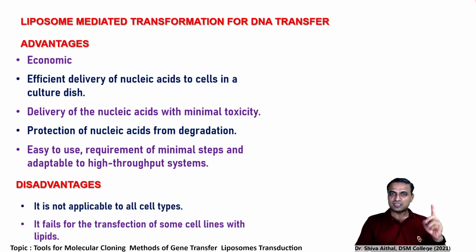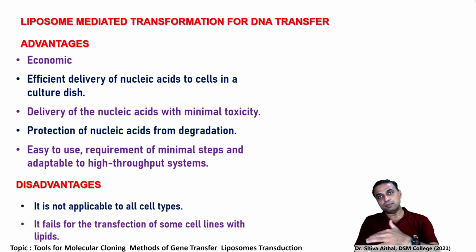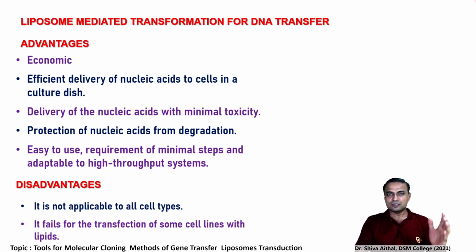It requires very minimal procedural steps, and it adapts to high throughput systems. It means that whatever modifications to the experiments are recommended or come across, these lipids get modified, and your experiment becomes easier and easier throughout. Disadvantages are that it is not applicable to all the cell types. It is restricted to certain cell lines, and it fails for the transfection of some cell lines with lipids.